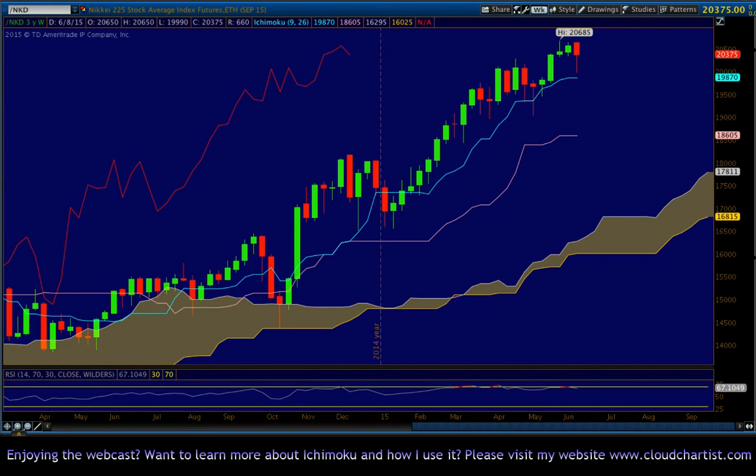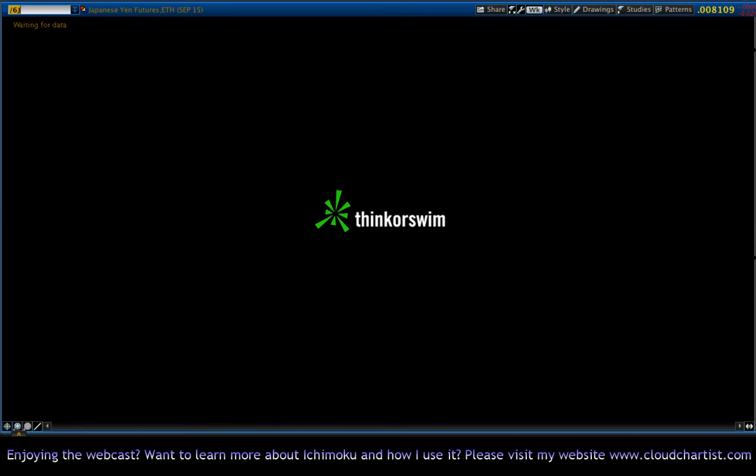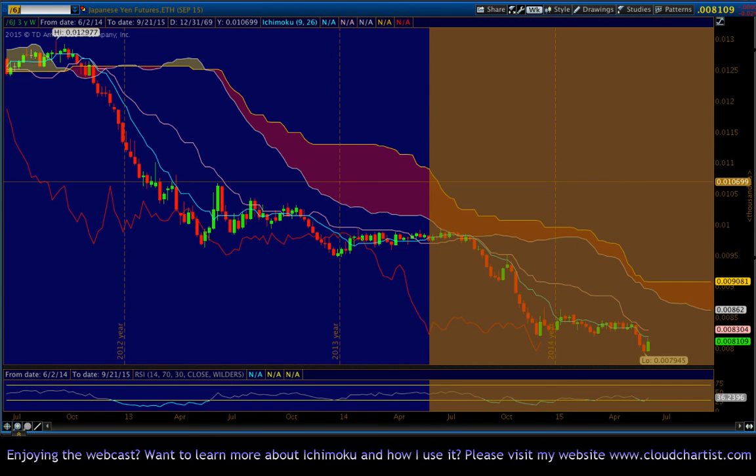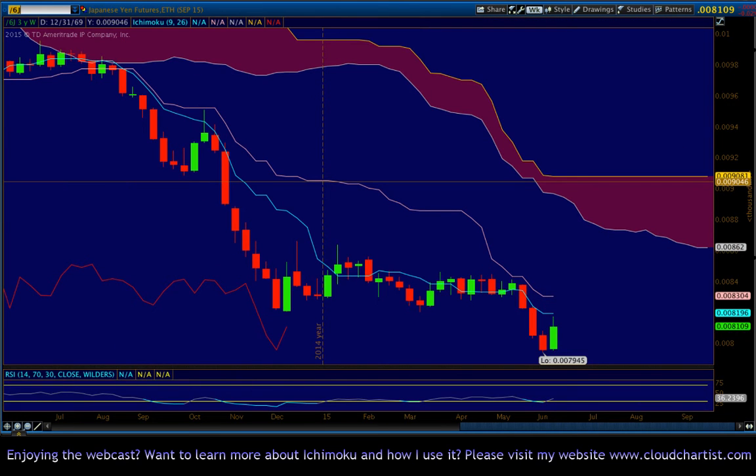I don't really use any other indicators besides Ichimoku myself. I like to keep it simple. Let's look at the yen. The yen normally trades opposite of the Nikkei, but after Kuroda apparently made some comments last week, something like the yen can't go any lower. I don't really know exactly what he said. It went in one ear and out the other.